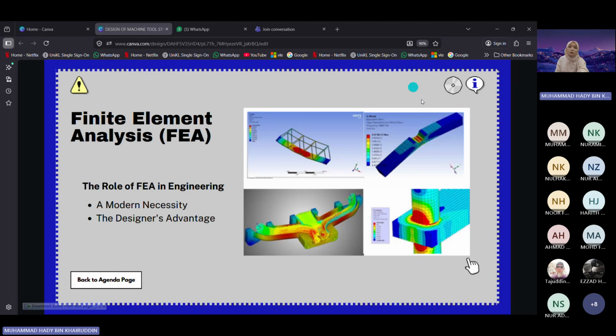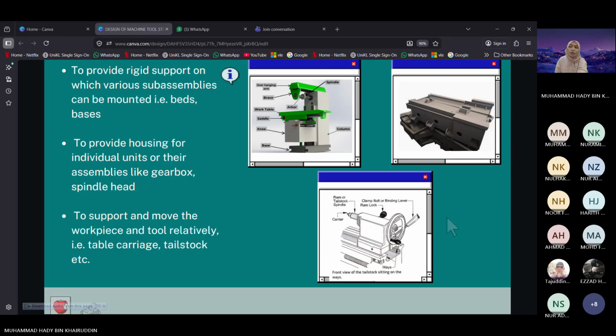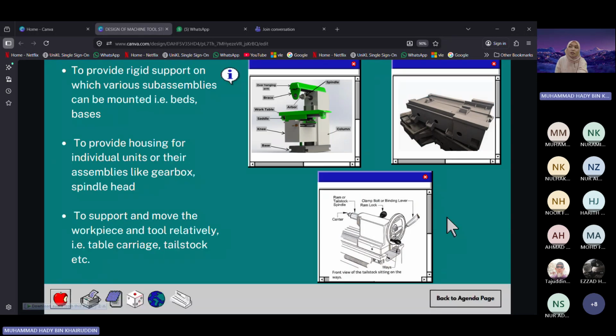This is the finite element analysis, modern necessity, and the designer's advantage. Function of machine structure. To provide rigid support on which various sub-assemblies can be mounted, such as pads and bases. To provide housing for individual units or their assemblies like gearbox, spindle head, and to support and move the workpiece and tool relatively, such as table, carriage, tailstock, and etc.